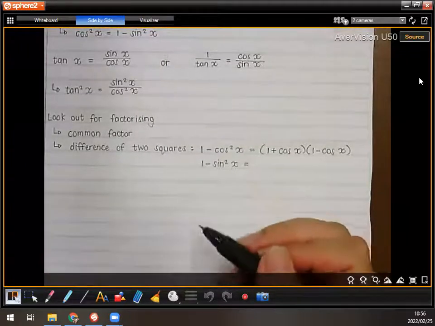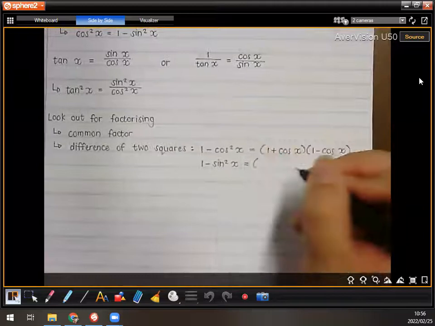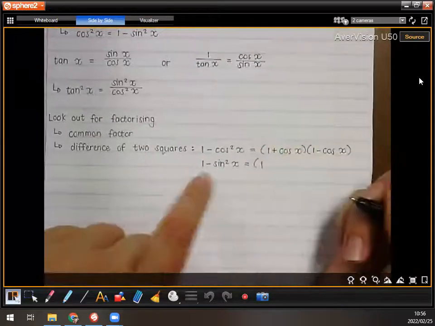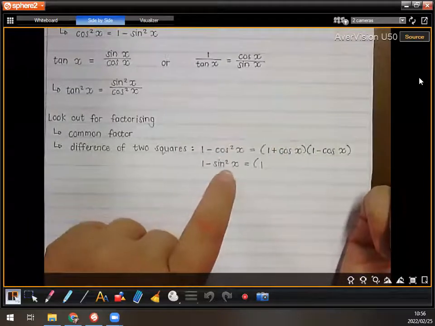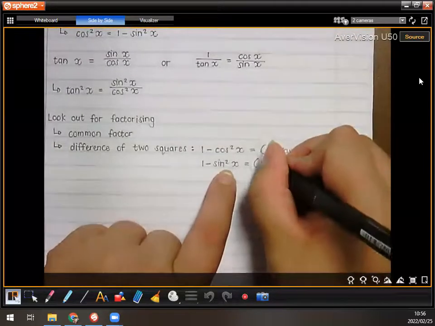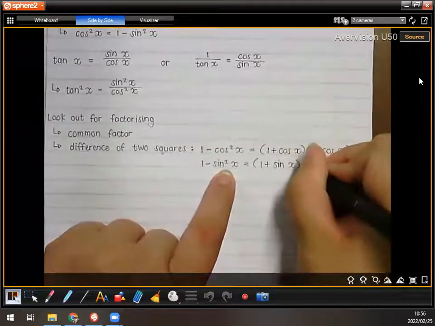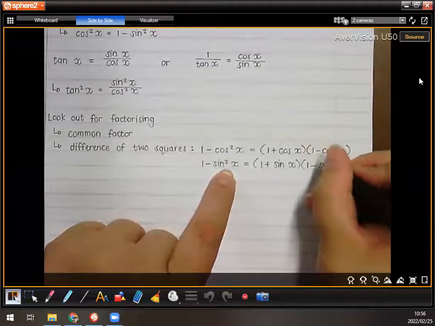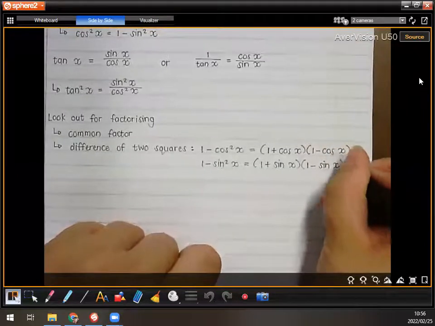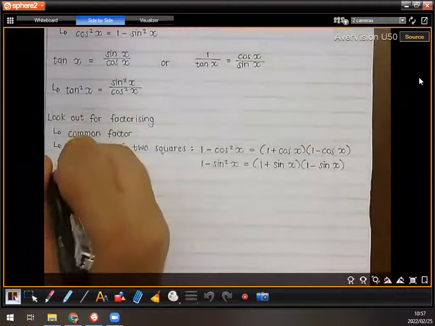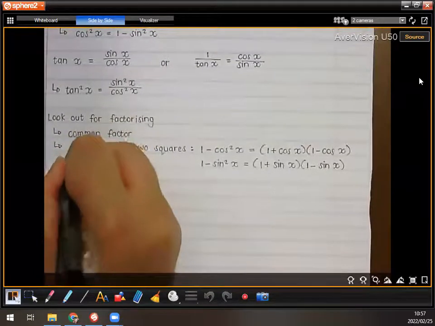And both of them have square roots. Then you're going to end up with 2 brackets. In those brackets, you take the square root of each. So the square root of 1 is 1, and the square root of sine squared is sine. That is what goes in both brackets, with the plus in the one and the minus in the other. So that's something that's quite common, that difference of 2 squares. And then, of course, we need to look out for trinomials.